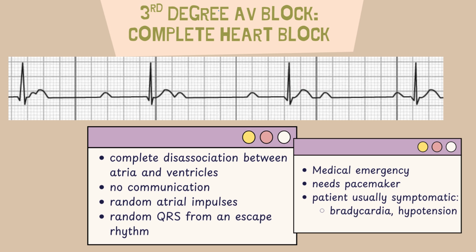Atrial impulses aren't making it through the AV node at all, and the ventricles are being paced by an escape rhythm, usually a slow, sometimes wide QRS complex if the origin is low in the conduction system. This is a medical emergency. The patient often has profound bradycardia, hypotension, maybe fainting or altered mental status, and we can start with transcutaneous pacing before we get them a permanent pacemaker.